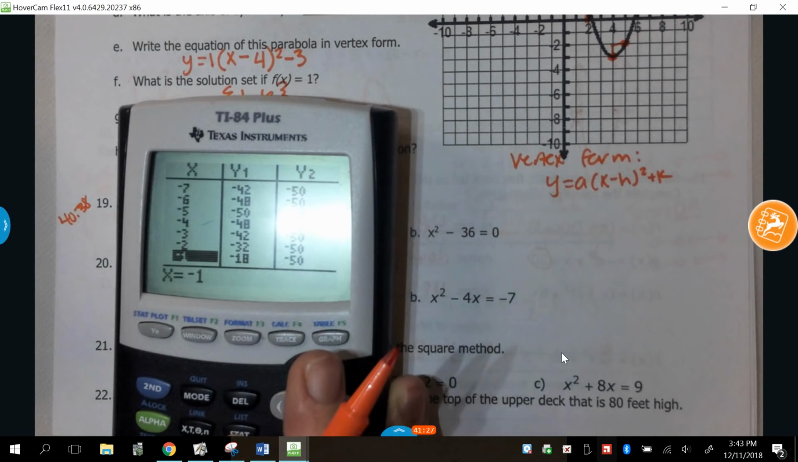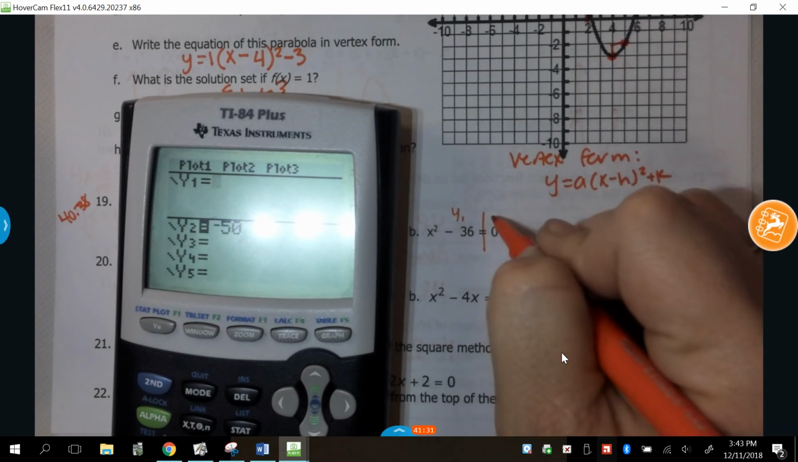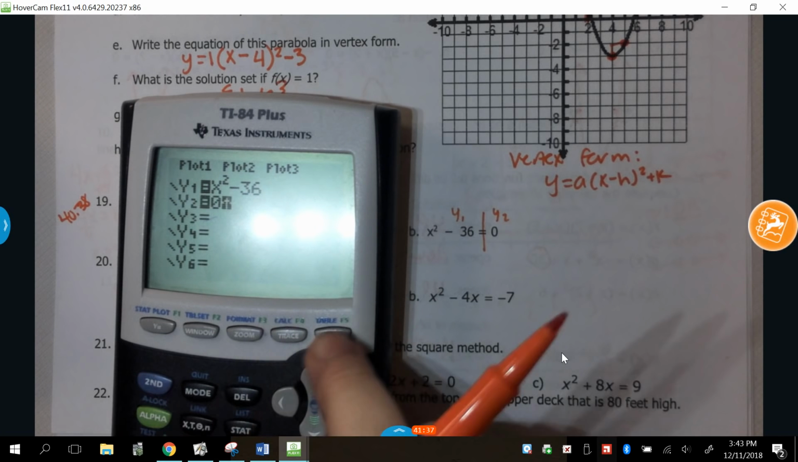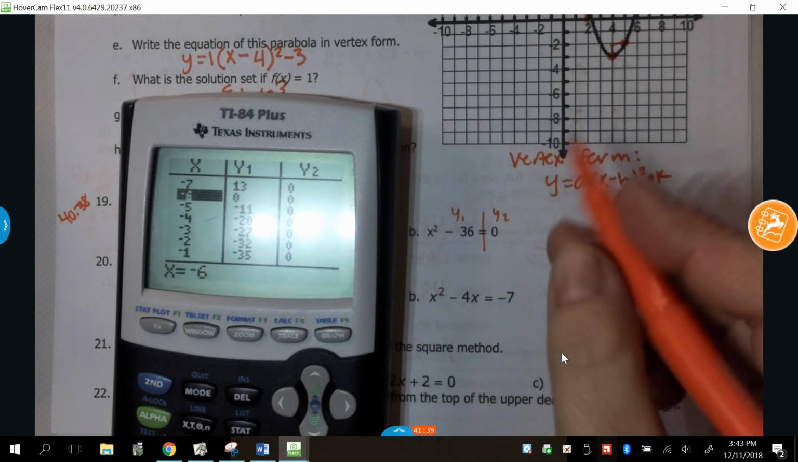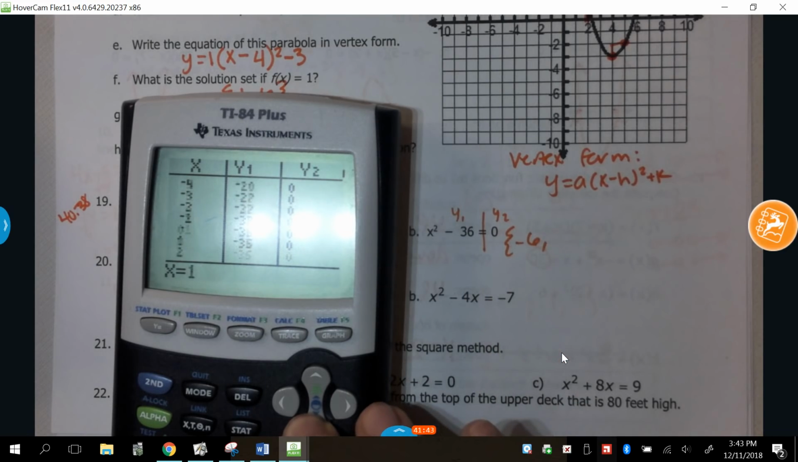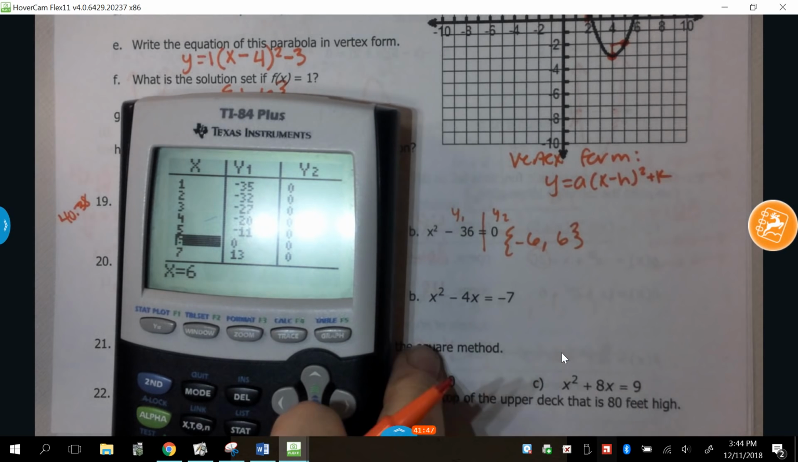Okay, now on this one, we can do this one as well. This side on y1, this side on y2. We look for where they match. Here it matches at -6, and again at +6.